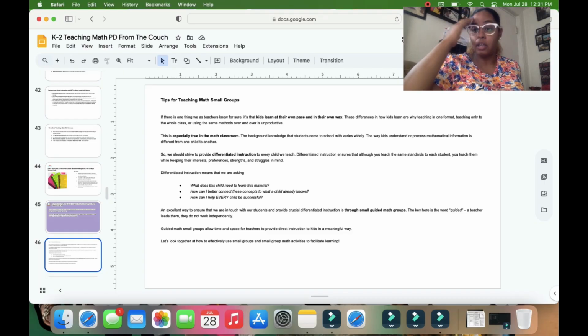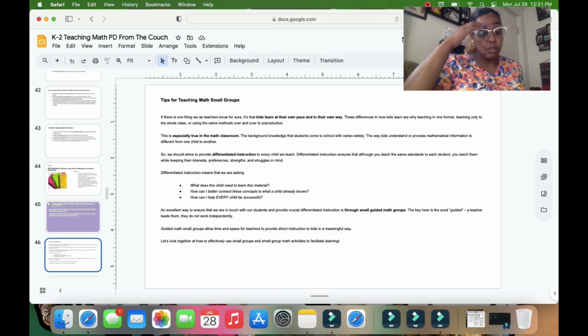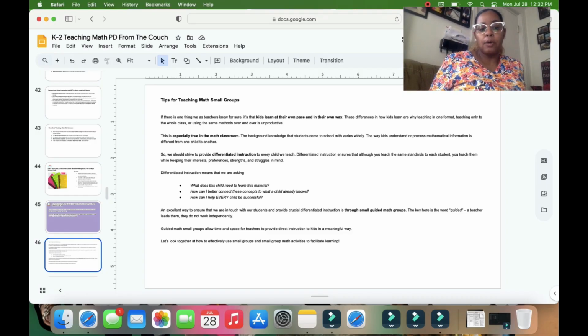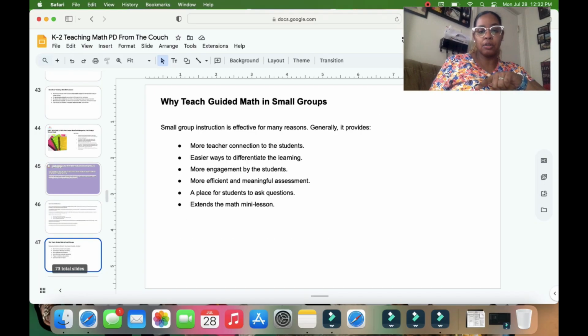And the key word is guided. A teacher leads them. They do not work independently. Guided math small groups allow time and space for teachers to provide direct instruction to kids in a meaningful way. So let's look together at how to effectively use the small groups.